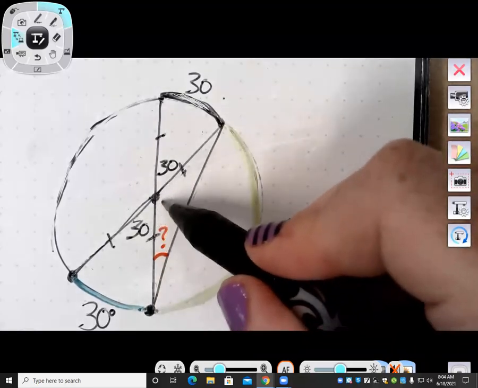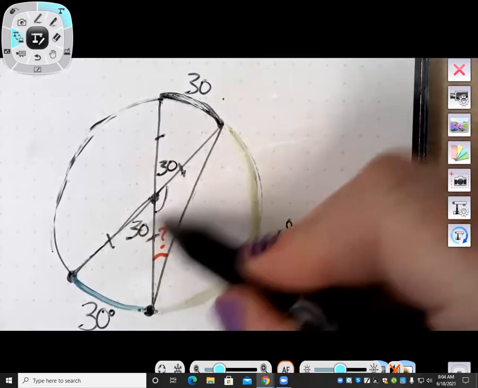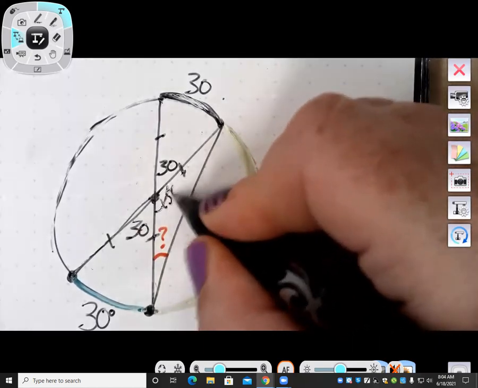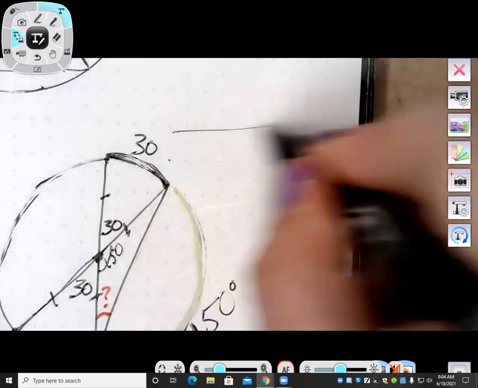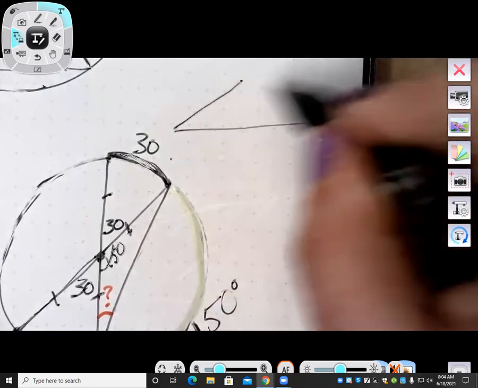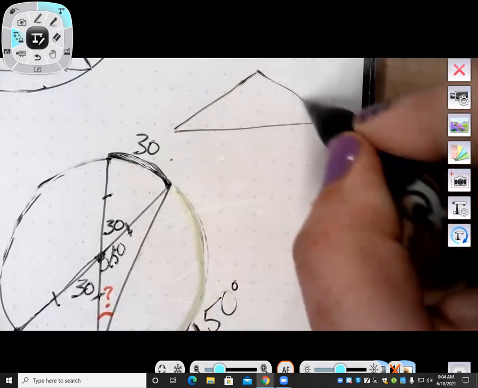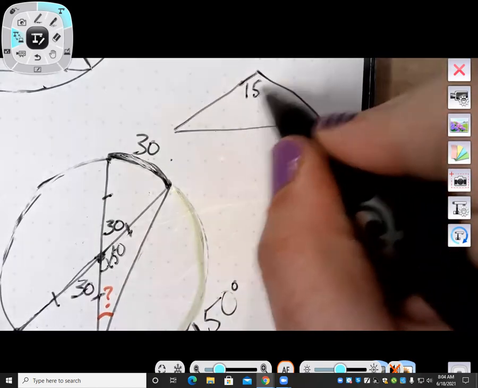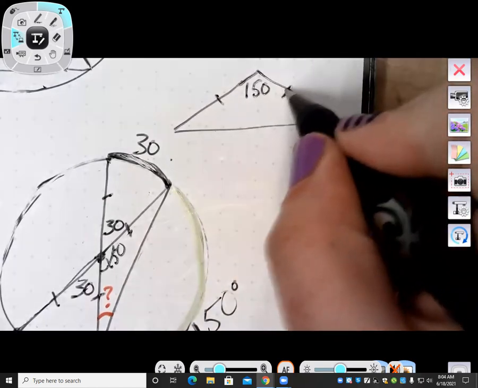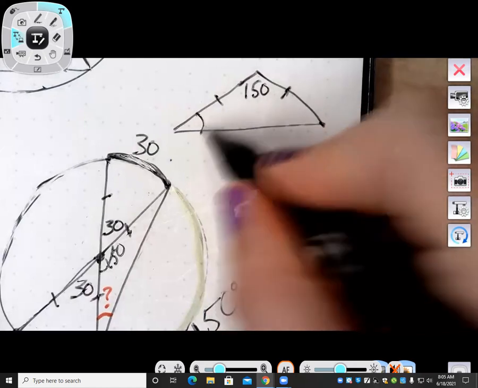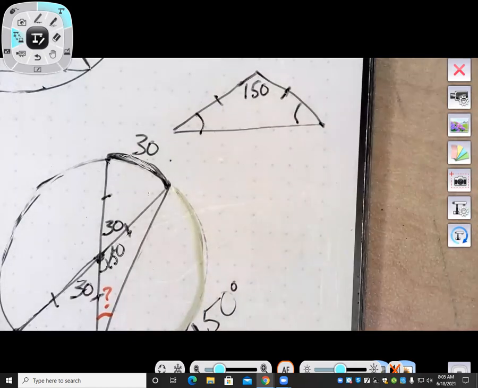You know this angle right here. If that's 30, this one's 150. So what you're looking at, let me draw you this triangle. It's the same triangle, just drawn a bit bigger. If this is 150 and this is an isosceles triangle, remember the base angles are always the same? So you could do 180 minus 150, that's 30, split in half, 15 and 15.